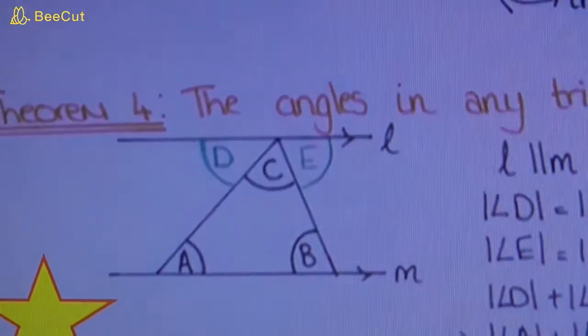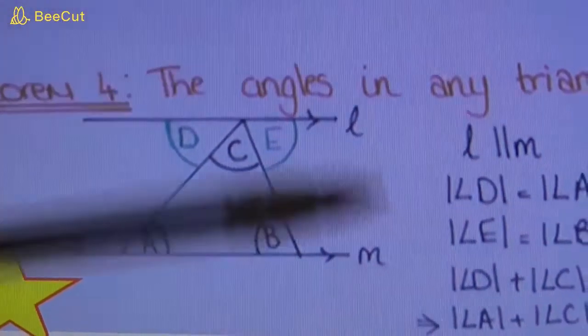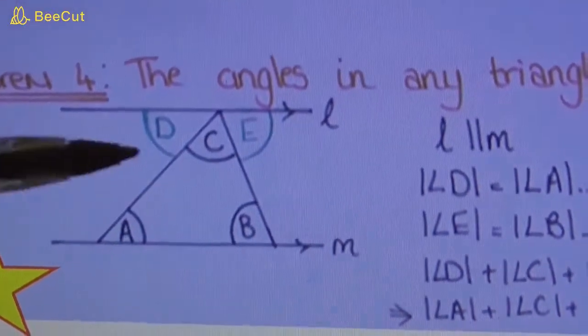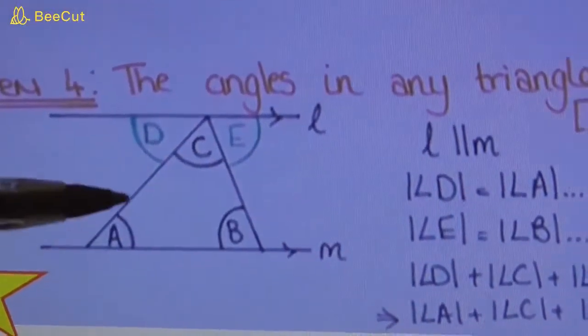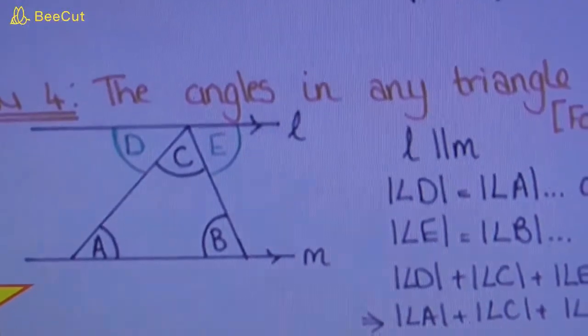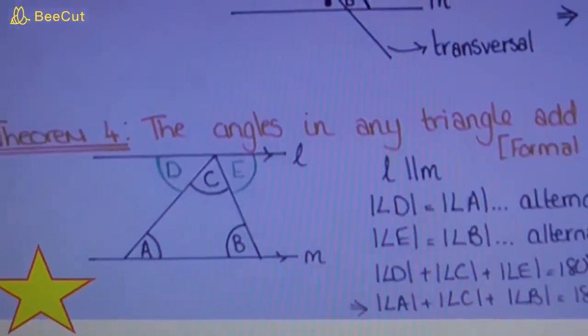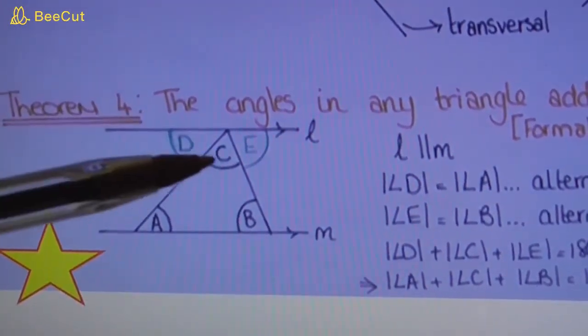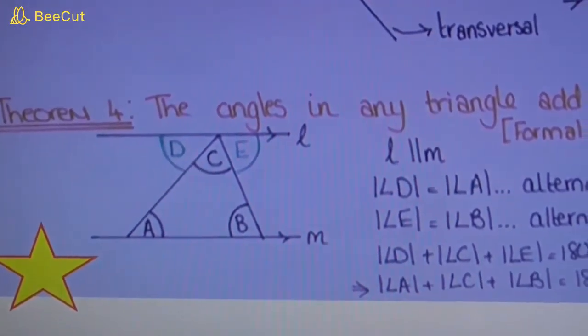What I have drawn in black, so the D and the E will not be visible yet. So you draw lines L and M that are parallel to each other, and you draw in a triangle and label the angles A, B and C. That's what you would have been given. Now, what are we trying to prove? We're trying to prove that angle A plus angle B plus angle C is equal to 180 degrees.